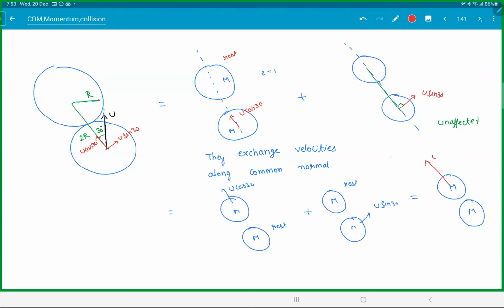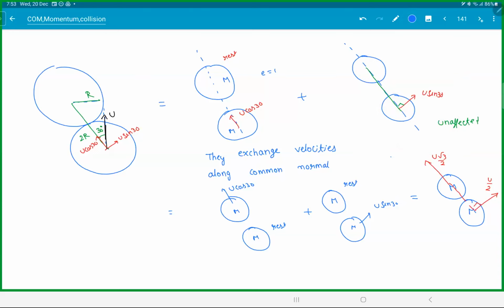This goes this way with u root 3 by 2. This guy goes this way, perpendicular, u by 2. They both actually fly off perpendicularly. So if two equal masses collide obliquely and e is equal to 1, they fly off perpendicular to each other. That could be again a question. If two bodies of same mass collide elastically, after collision, they will move perpendicular to each other. Is it necessary? Not necessary. If one of them is at rest, then they'll go perpendicularly. If the other guy is also moving, there's no guarantee.